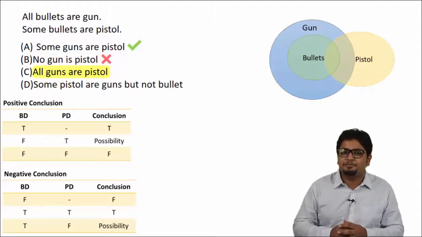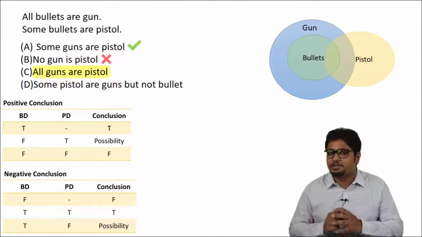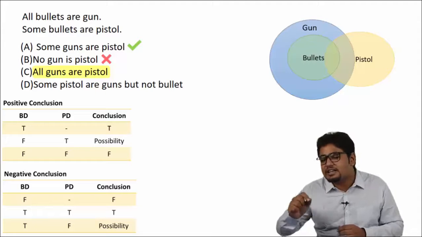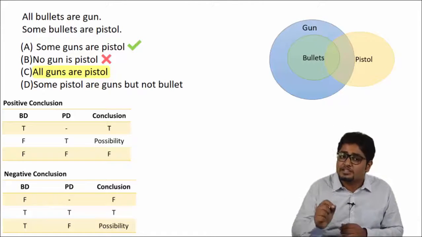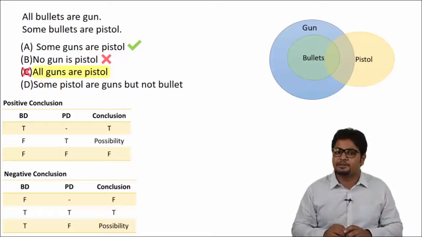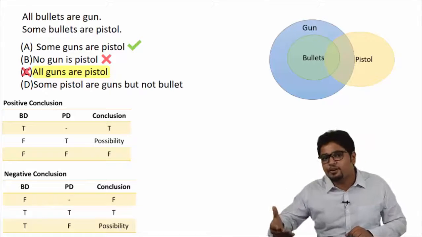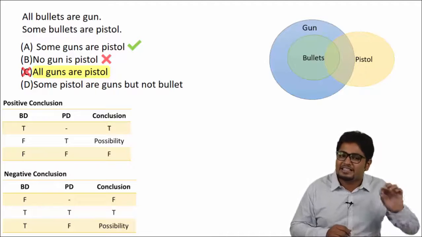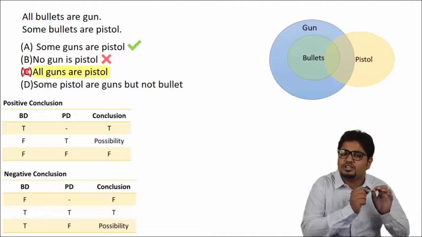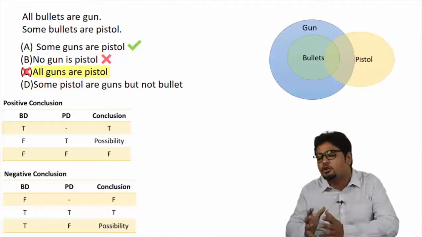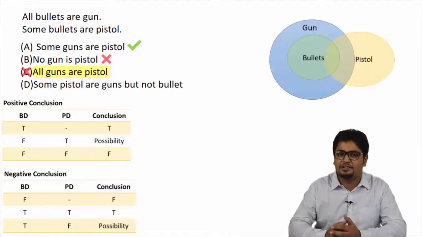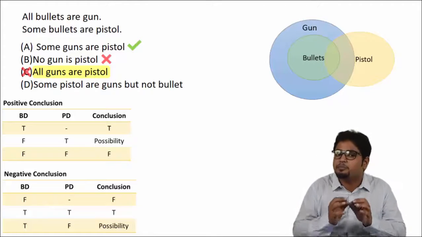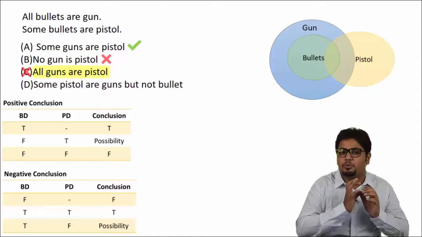Next conclusion, all guns are pistols. From the basic diagram, we can see that this is clearly false. So this option cannot be our answer. But let's explore this further just for the sake of understanding. In the table, we can see that whenever a positive conclusion is false, then we can check for the possible diagrams as well. Now we have to draw such a possibility that we can prove this conclusion to be true.